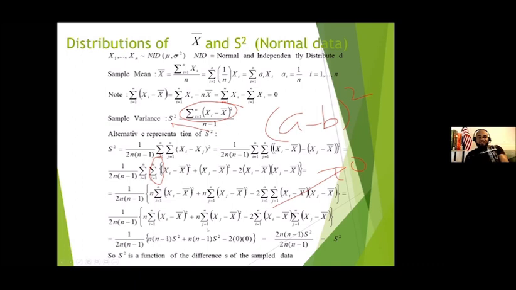Then I'm going to do the same thing here. Look at that. And at the end of the day, by the time I combine this with this, oh my God, I'm going to have two of that. Then by the time you cancel that, you're going to have the sample variance. Look at that. So therefore, chi squared now is a function of the sample variance. That's what we just showed right now. Okay.